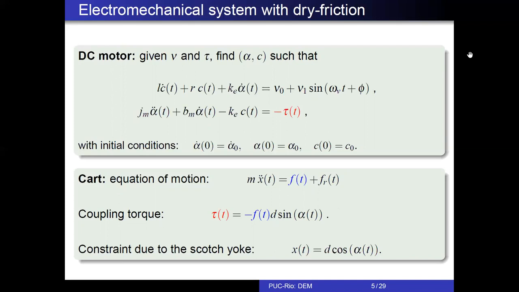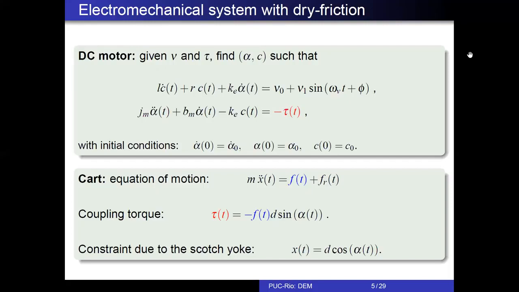The equation of motion of the cart can be obtained by Newton's law. The product of the cart mass and its acceleration is equal to the sum of forces acting over the cart. We have two forces acting over the cart: the coupling force between the cart and the motor, which is highlighted in blue, and the frictional force between the cart and the rail, which we call Fr. It is possible to write a relation between the coupling force and the coupling torque. And it is also possible to write a constraint between the position of the cart and the position of the disc due to the scotch-yoke mechanism.